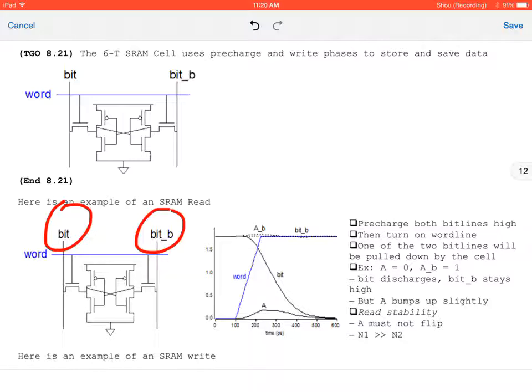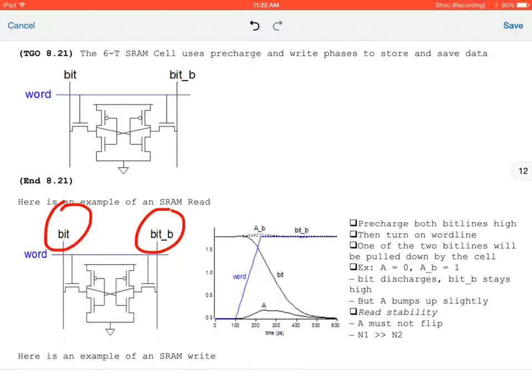Right? So here's your value for bit bar. A bar goes to 0, and then the word line goes up. So this is the layout of the A bumps up slightly, so that means A must not flip. The thing is for the read stability, so this is an example of a read. We've pre-charged, there's a value being stored in the inverters. We pre-charge the lines, and based on the current value, it's going to pull one of the lines down. That value is going to bump up slightly, and that has a lot to do with energy dissipation.